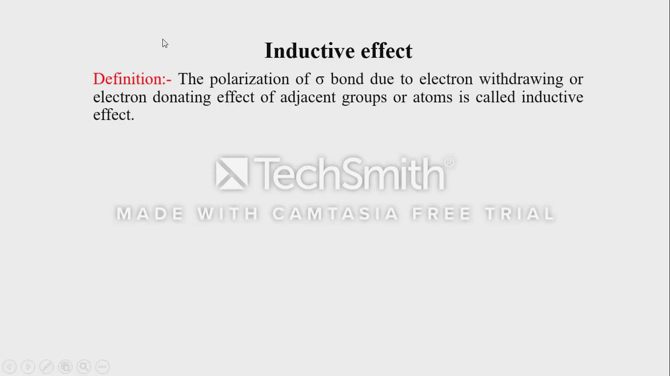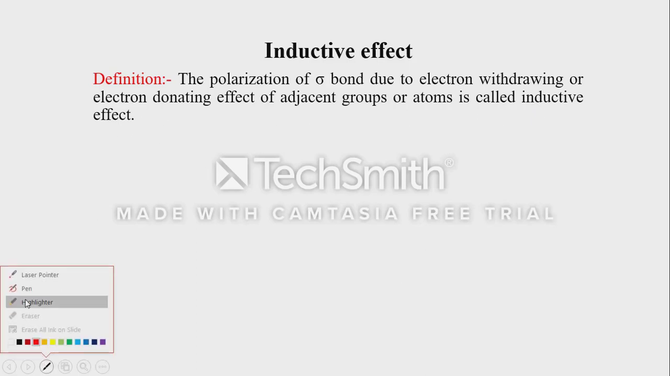So, we start with the inductive effect. The definition of inductive effect is the polarization of a sigma bond. Sigma bonds mean covalent bonds. The polarization of a sigma bond due to the electron withdrawing or electron donating effect of adjacent groups or atoms is called the inductive effect.